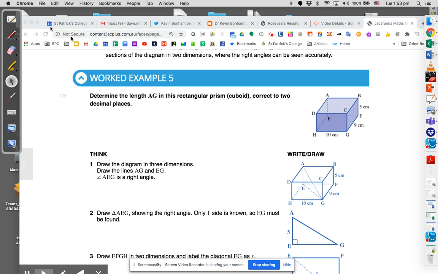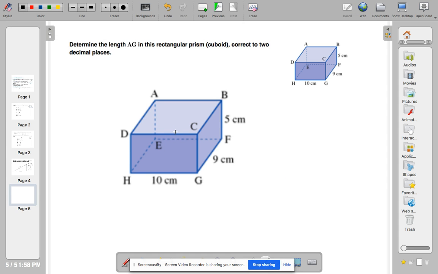Okay, let's have a look at a 3D example for Pythagoras. The question here involves a rectangular prism. Determine the length of AG in this rectangular prism to 2 decimal places. Now, what we've got to find, if I just draw a straight line from A down to G, is that length there.